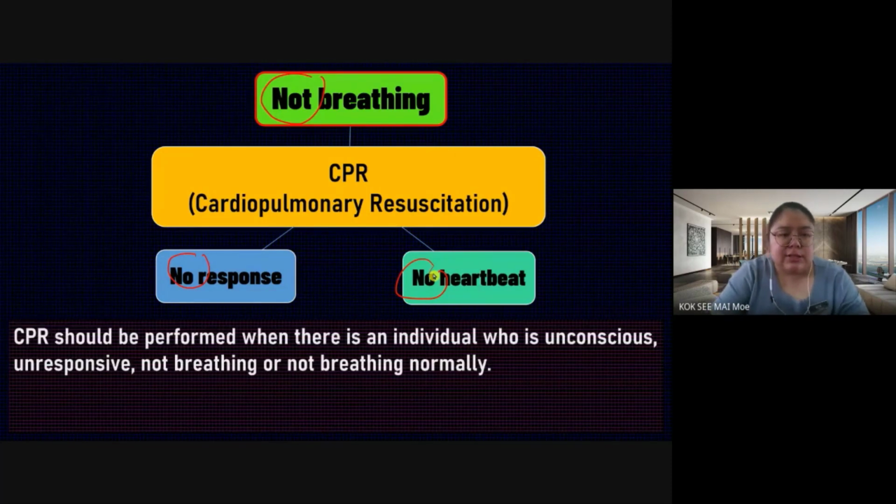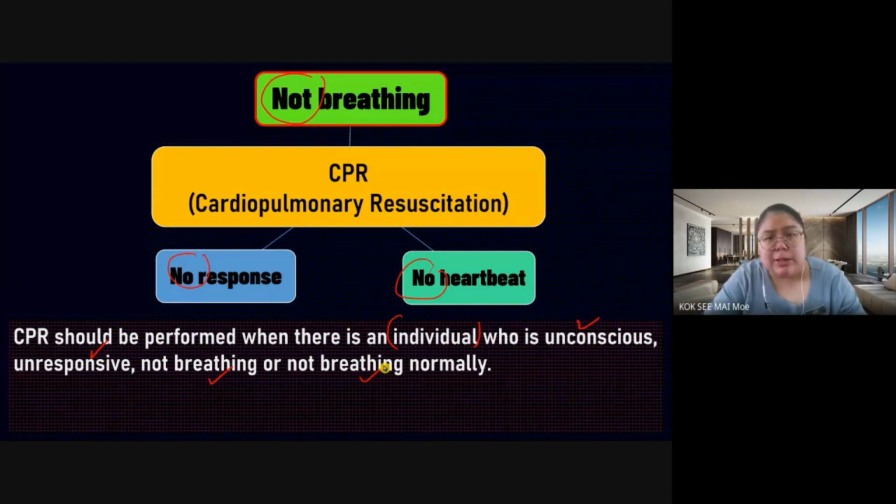Then we see that CPR should be performed when an individual is, first, unconscious, already fainted. Number 2, unresponsive, no response, although you shout so many times. Number 3, no breathing. You check, and they are also not breathing, or not breathing normally. They breathe, but not normally; sometimes they do, sometimes they don't. So in all these situations, you need to start to do the CPR.